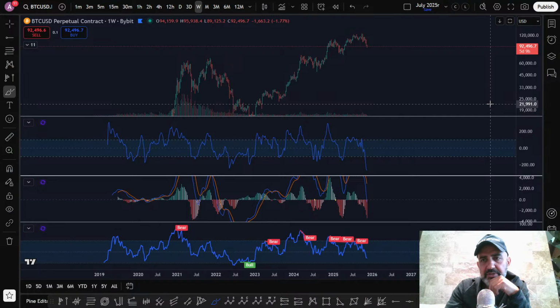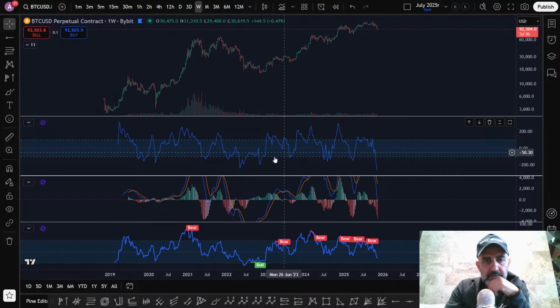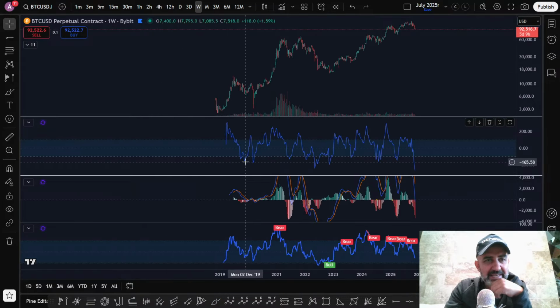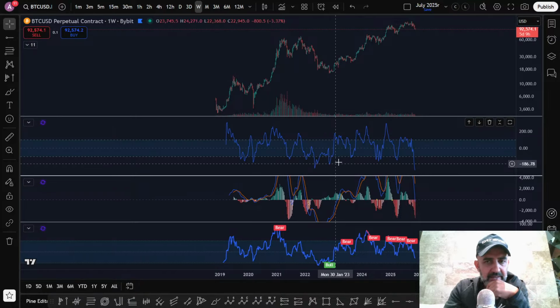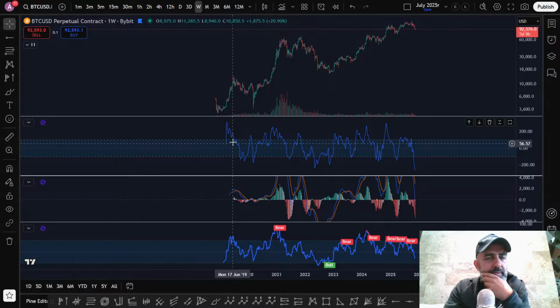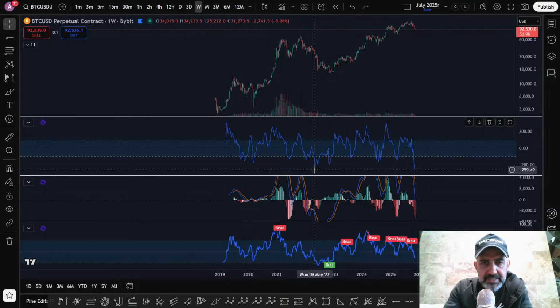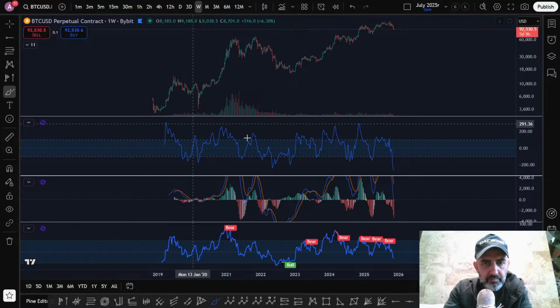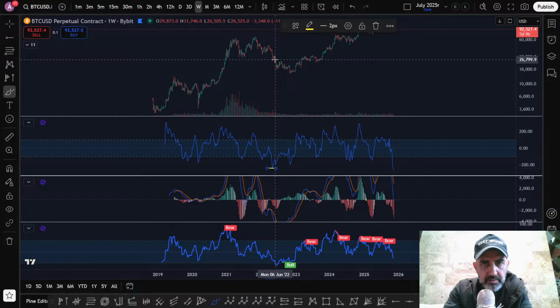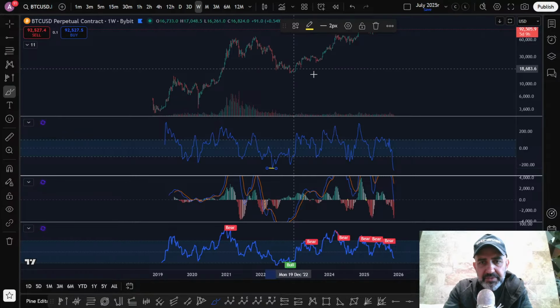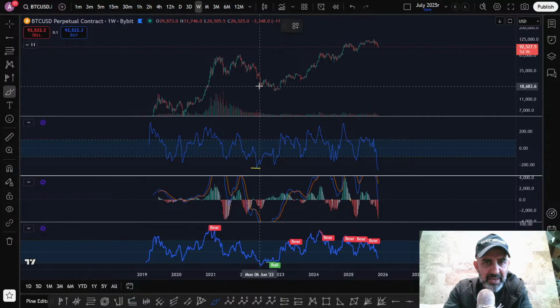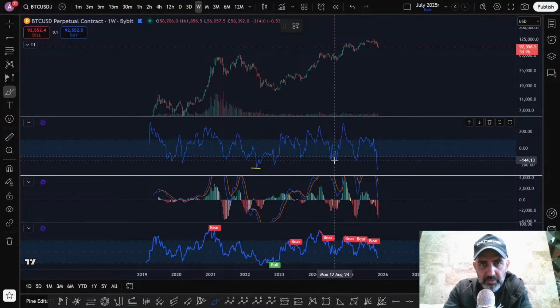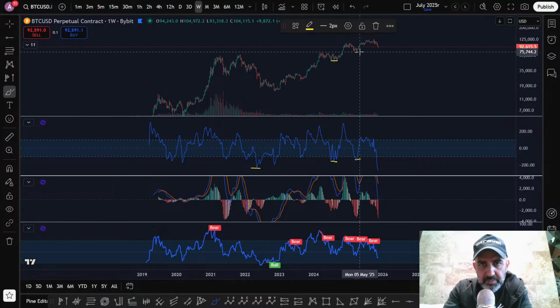What was the last time we were at minus 255 on the CCI in the weekly time frame? Really never. Not on these charts. So we're in the most oversold CCI on Bybit's perpetual contract history. The last time we were down that low here, that was around 25,000. That was as the bear market was ending. Last time in the bull market we were that low, look, we were here. Look where the price was. And here, look where the price was.